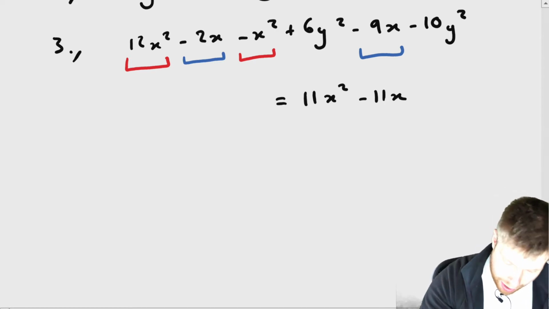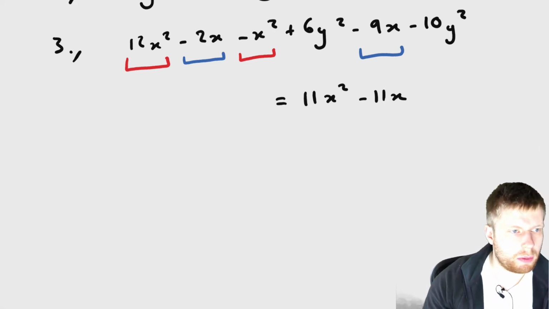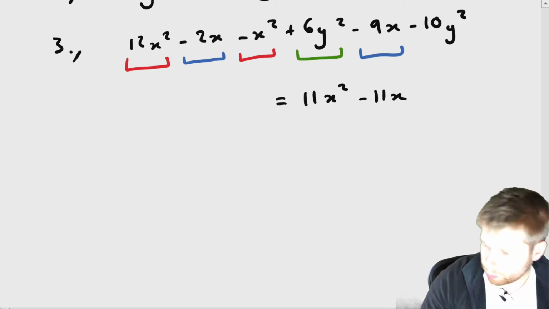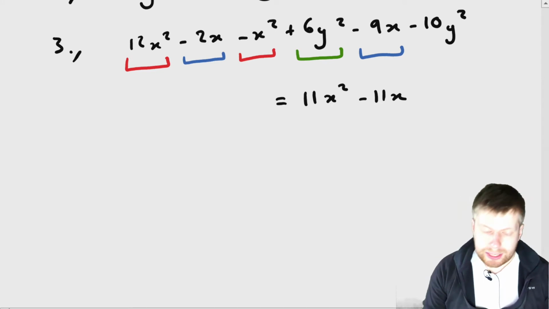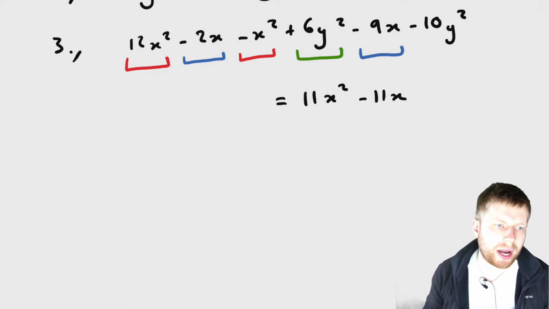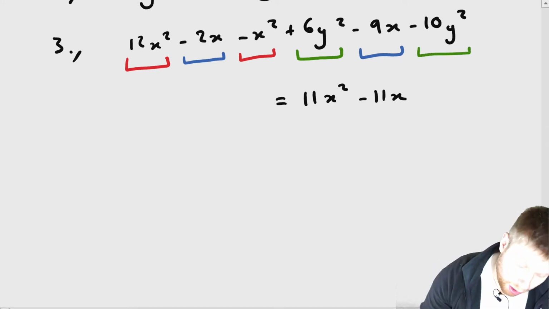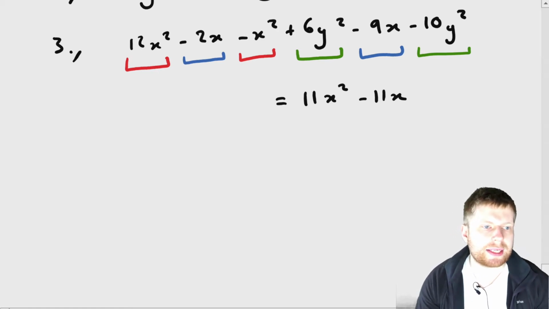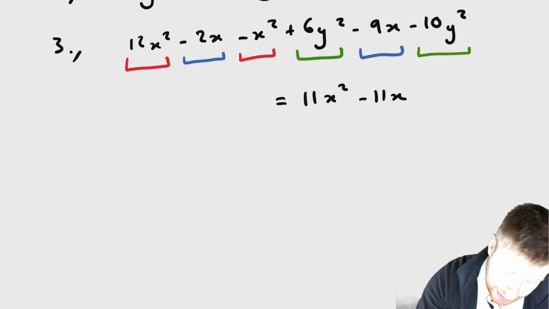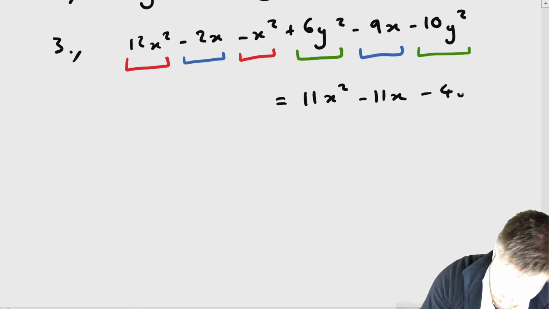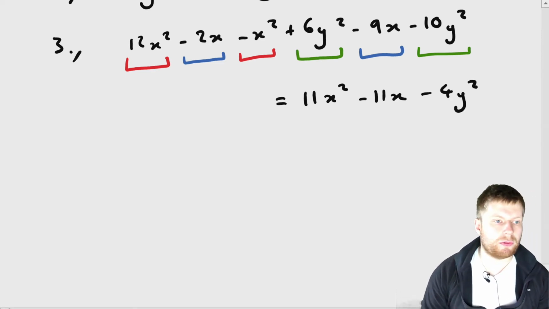All right, fantastic. Now let's have a look at the last terms, which we haven't dealt with. The next term we've got is a 6y squared. So that's going to be a term with y squared in. Let's have a look. Are there any other terms with y squared in? Yes, there are. The last term. So we've got 6y squared, take away 10y squared. That's 6 of something, take away 10 of something. That's going to leave us with negative 4 of that thing. So it's going to be negative 4y squared.